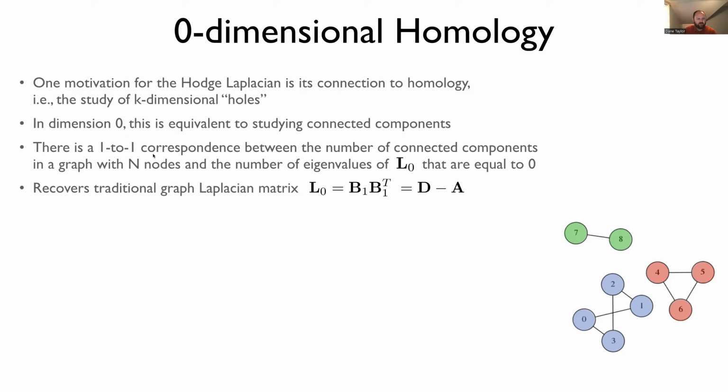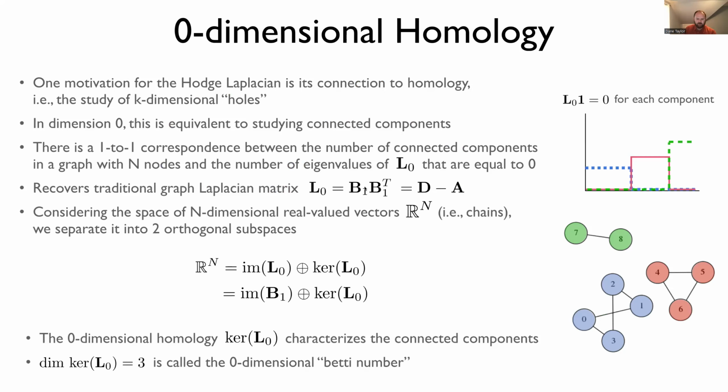And we can understand why there's a one-to-one correspondence between connected components and the zero-dimensional homology. We can also understand that by looking at this graph Laplacian, which is the zero Hodge Laplacian. It's the same matrix. So we probably know the number of zero eigenvalues of the graph Laplacian is equal to the number of components. And we can also think about that as the kernel.